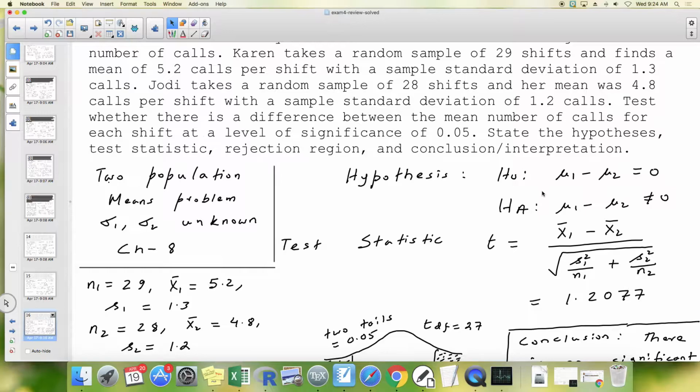Next, test statistic. So because sigma 1, sigma 2 are not known and it's a means problem, it should be t equals x1 bar minus x2 bar divided by square root of s1 square by n1 plus s2 square by n2. And you plug all these values here and you get 1.2077.